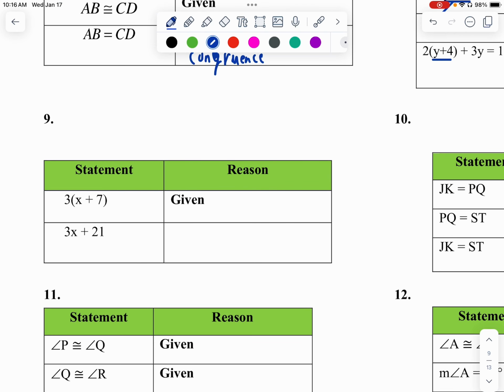Number 9 here, this is one that maybe looks familiar to us. We have 3 times (x plus 7) as our given, and then we can see they multiply that 3 across. 3x plus 21 is what they're left with. That's something we're hopefully familiar with, and that is distributing. So instead of saying distributing, we'll use our property of equality here, and that is the distributive property of equality.